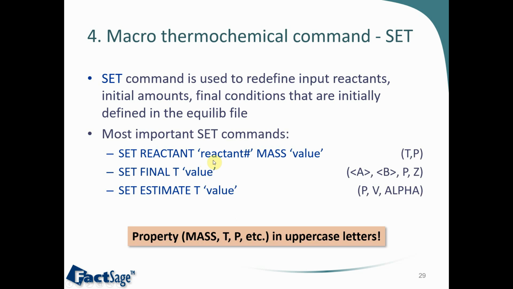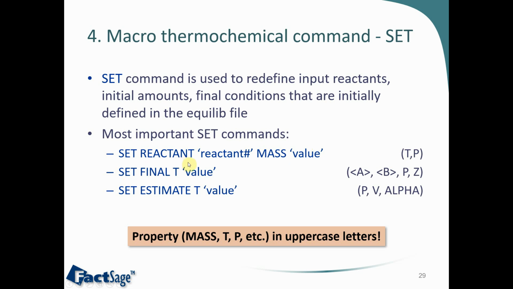So the most important set commands are the command to change any initial reactant amount, temperature, or pressure using the following syntax. First, the labels set and reactant, then the reactant number here, so this is the position in the list of reactants. Then the label mass to change the mass, or we can also change the temperature or pressure, changing the label mass to T or to P, and then the new value to be used.